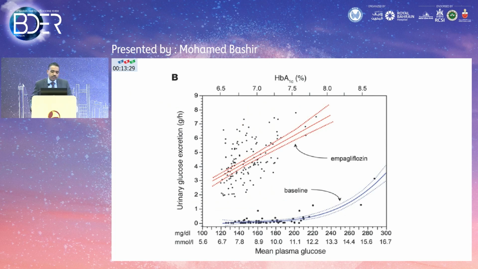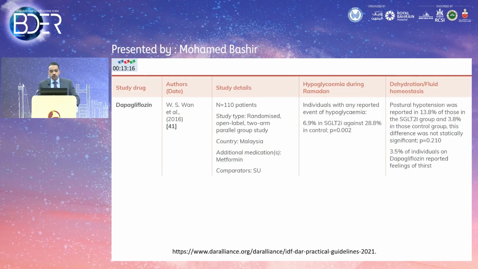But that depends mostly on 2 factors: renal function, so the higher the renal function, the more glucose, and the HbA1c. The higher the HbA1c, the higher the amount of glucose filtered, the more glucose is going to be excreted in the urine. And the usual worry with those agents is thirst during Ramadan and hypotension.